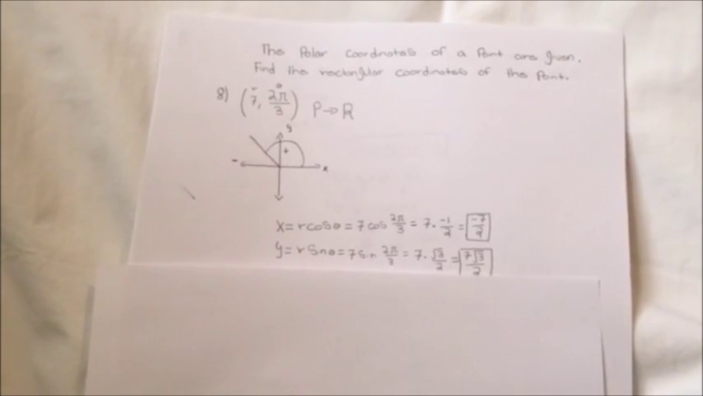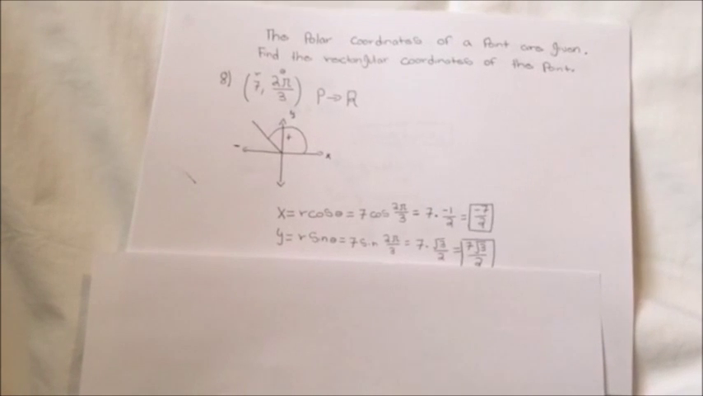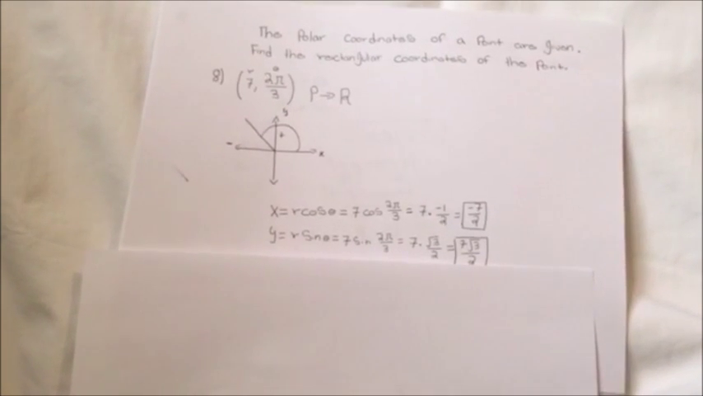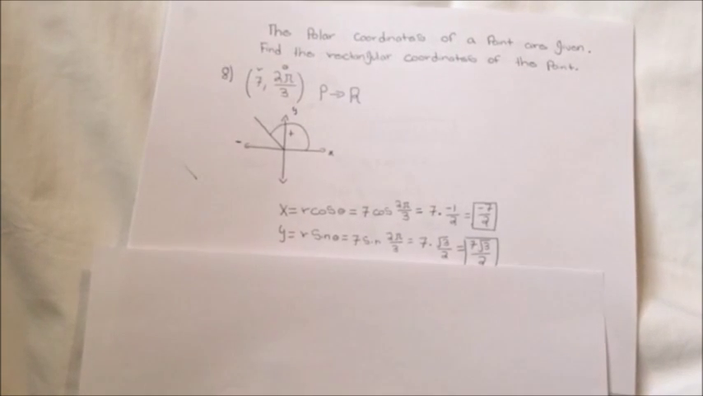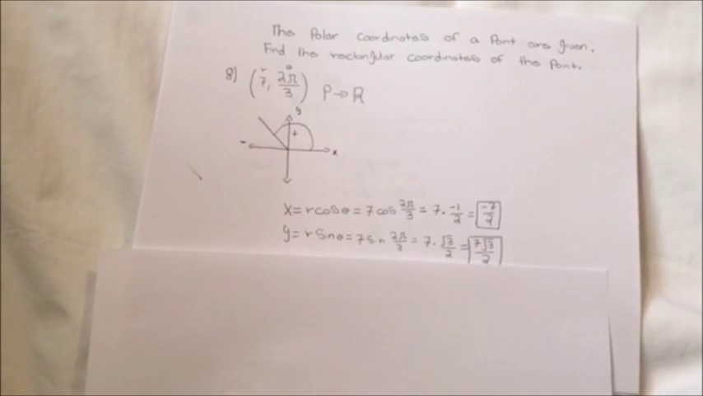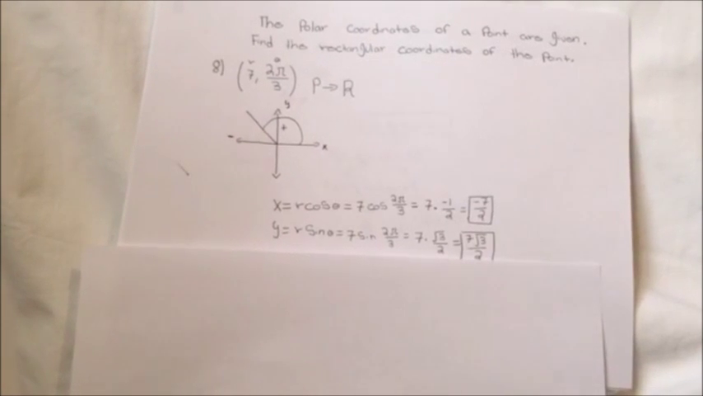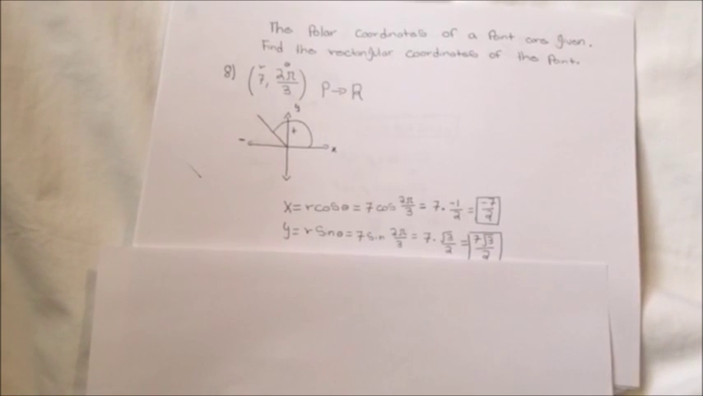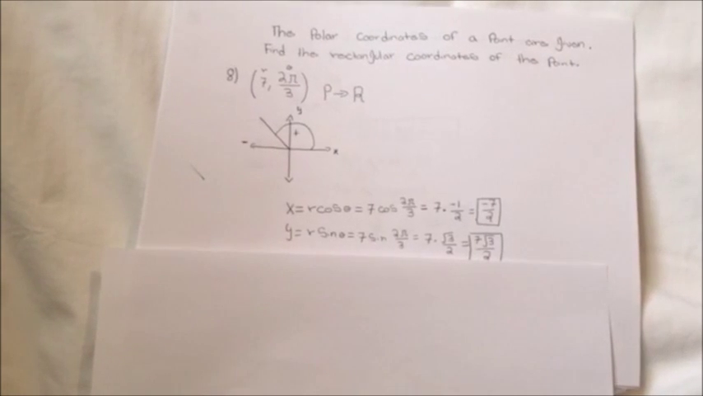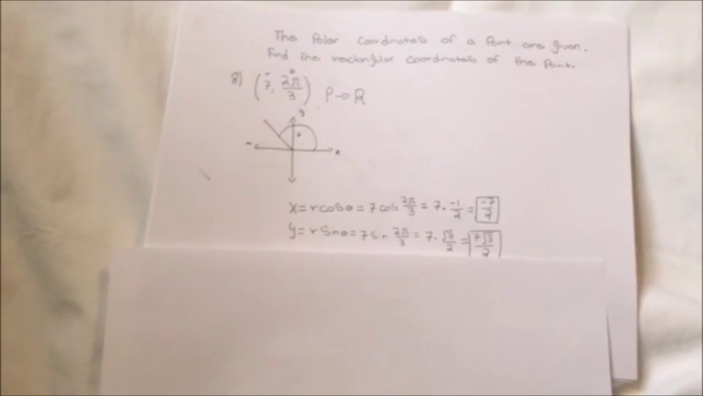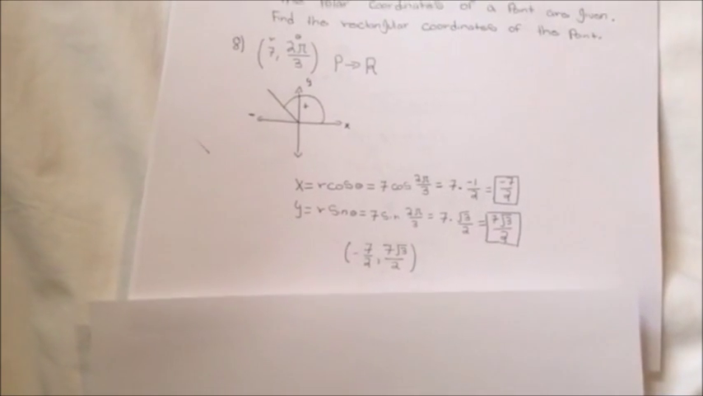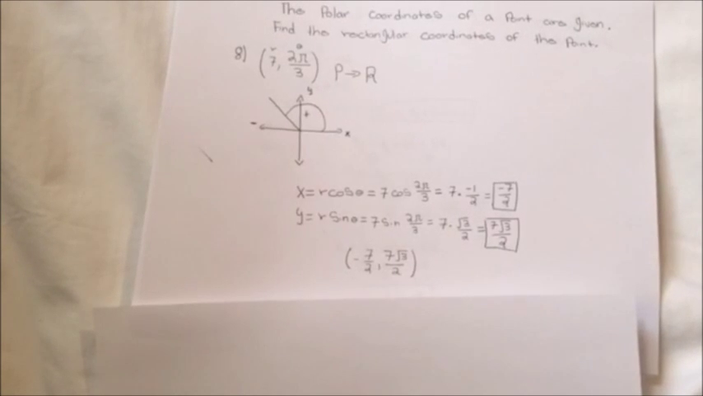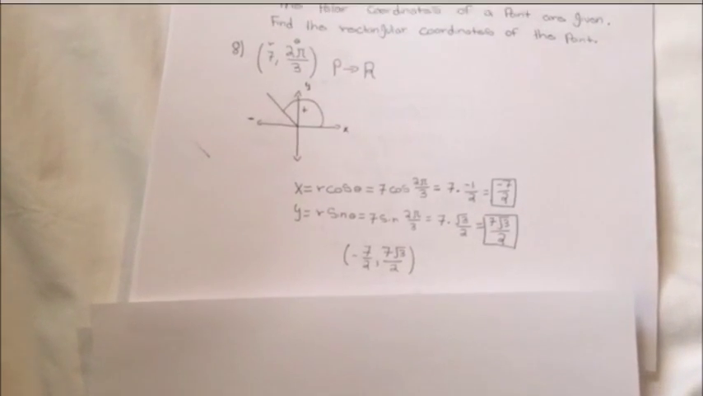To find y, we do the same exact thing as we did previously. So y equals r sine theta. We have 7 sine 2 pi over 3 equals 7 times radical 3 over 2, which gives us 7 radical 3 over 2. So our answer is negative 7 over 2 comma 7 radical 3 over 2.